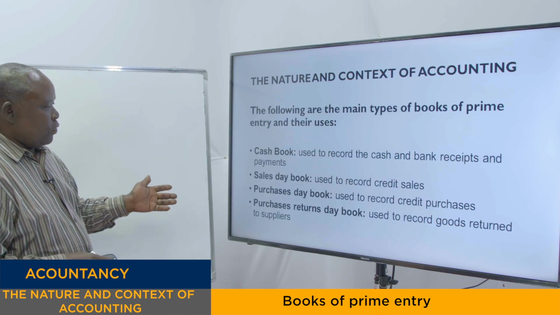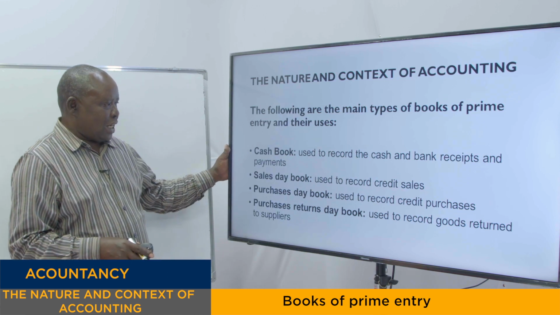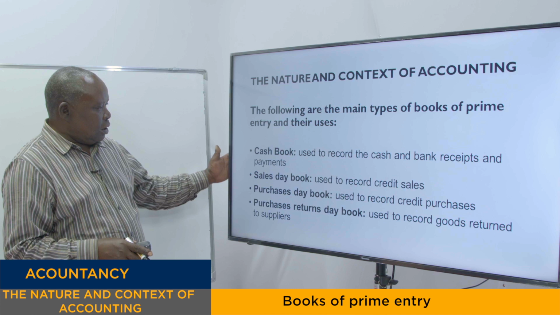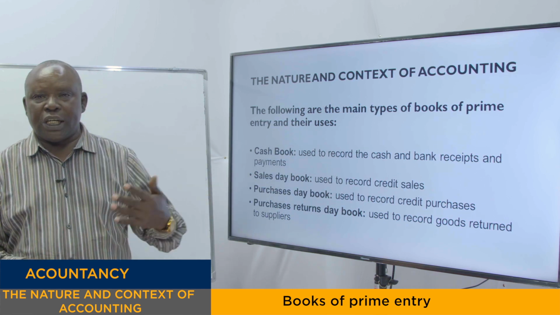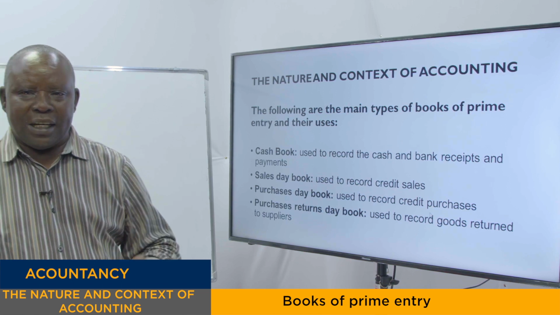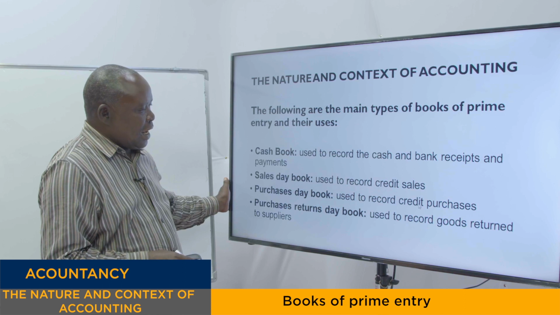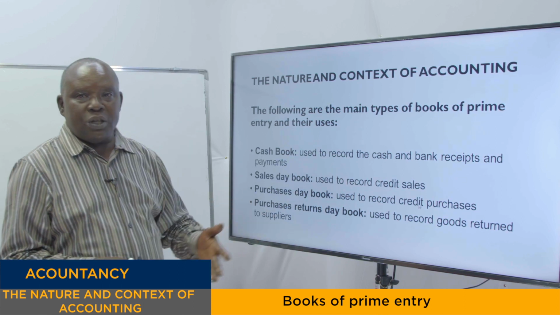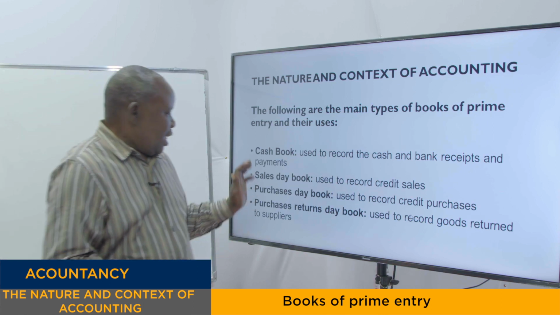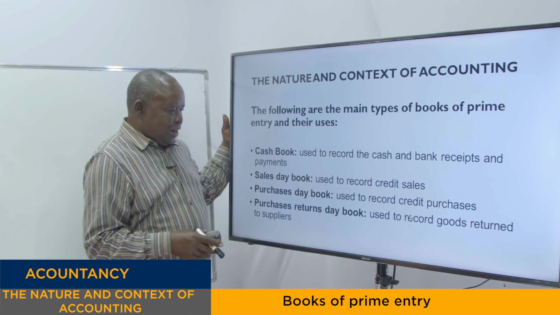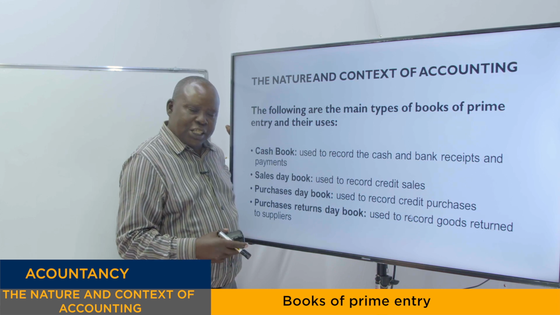Now we have various types of books of prime entry. The main one is the cash book, which is used to record cash and bank receipts and payments. Then we have the sales day book. This is used to record credit sales. We have the purchases day book. This is used to record credit purchases.